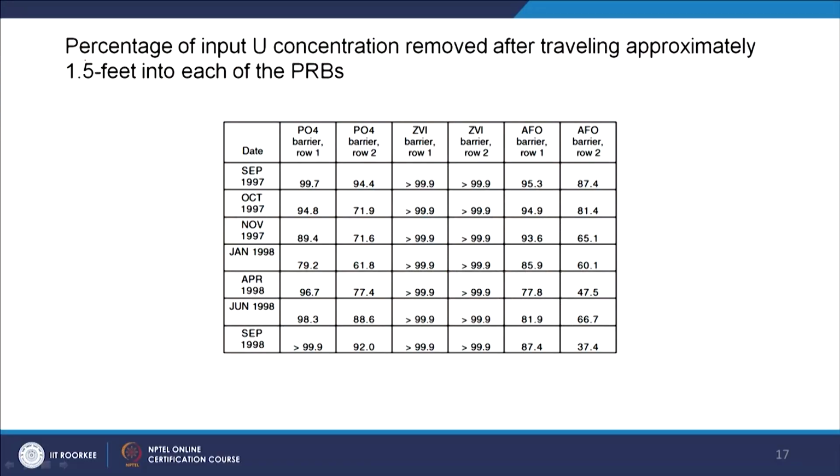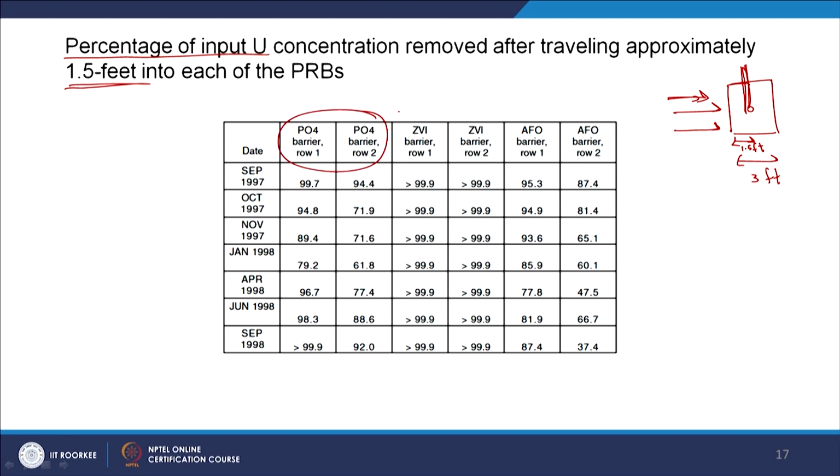So here let us look at the percentage of input uranium concentration removed after traveling approximately 1.5 feet into each of the PRBs. So what are we comparing? Here the thickness was 3 feet. So we are comparing the data after the water has traveled 1.5 feet into each PRB, and the groundwater is obviously flowing in this direction. Let us say my monitoring well is somewhere out here, right. Groundwater flow is this direction. So PO4 row 1 and row 2, zero valent iron and AFO obviously.